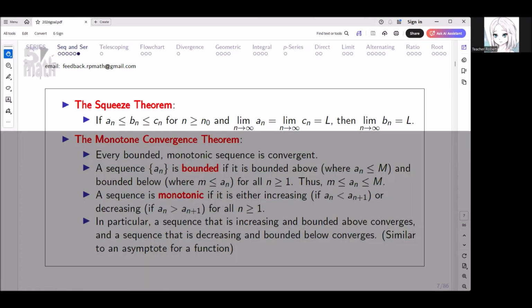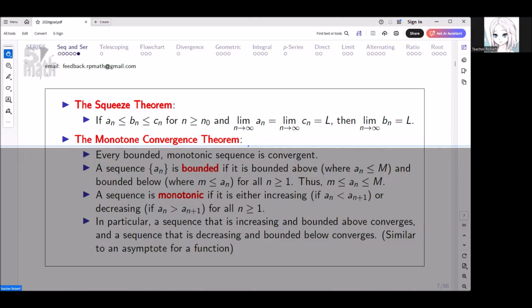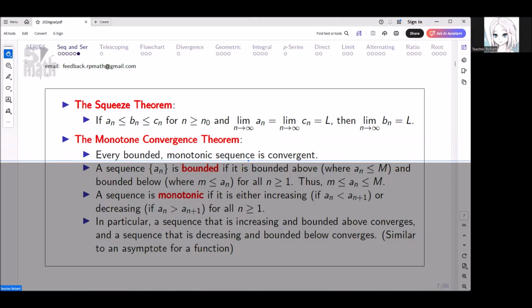The squeeze theorem. If this for that and these, then limit n to infinity bn equals L. The monotone convergence theorem. Every bounded monotonic sequence is convergent.